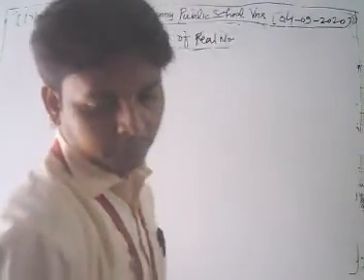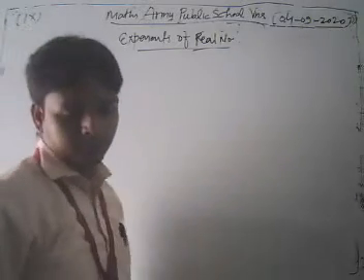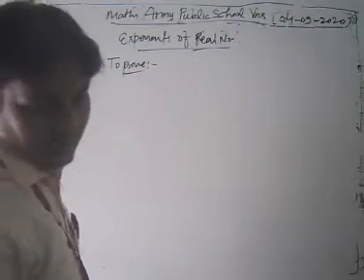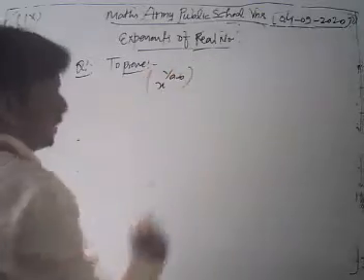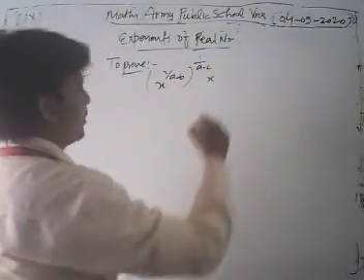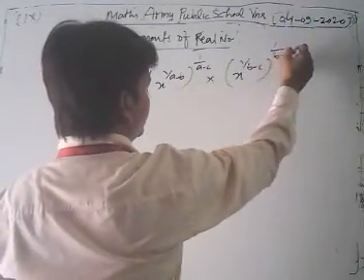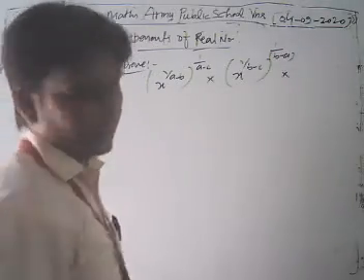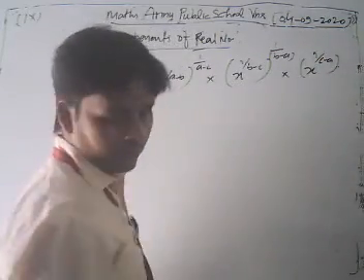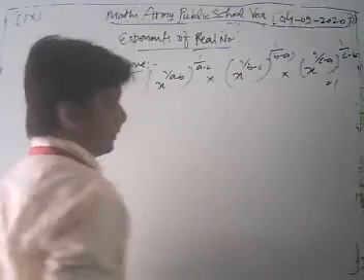Now we take a question. Let's see. Your question is to prove: x to the power a minus b, whole power 1 upon a minus c, into x to the power 1 upon b minus c... x to the power 1 upon b minus a, into x to the power 1 upon c minus a, whole power 1 upon c minus b, is equal to 1.